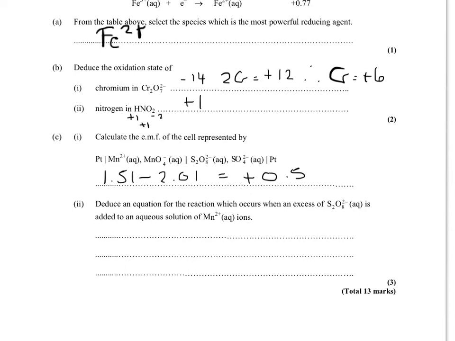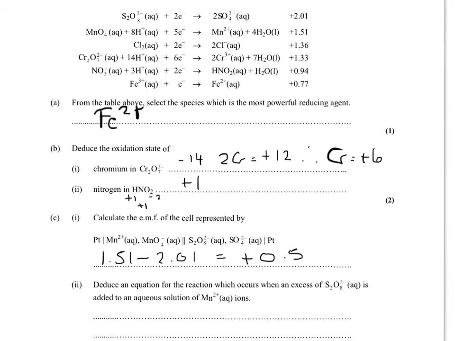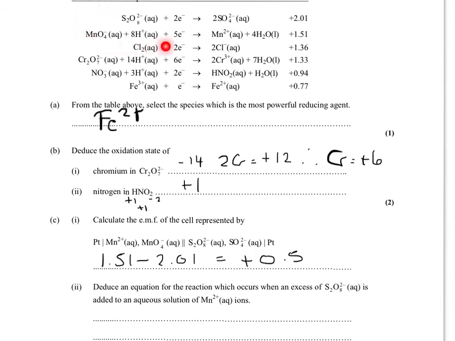Then it says deduce an equation for the reaction which occurs when excess of S2O8 2- is added to an aqueous solution of Mn2+. So first we've got to think about which one is being oxidised and which one is being reduced. So we again think about these top two equations, and the electrons are going to flow from the more negative one to the more positive one, so it's going to go that way. That means this bottom one is losing electrons, so that's being oxidised, and the top one is being reduced. So actually, this reaction is going in the opposite direction. And so then we can add these two things together, but only after making sure the electrons cancel each other out when we do. And to do that, we need to times the top one by 5, and we've got to times this bottom one by 2, so that both of them have 10 electrons in their formulae. And now when we add these two together, the electrons will cancel.